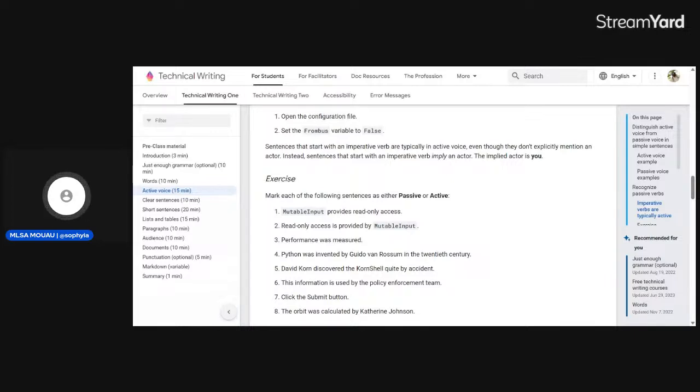So usually, if you see an imperative verb in a sentence, it is in an active voice instead of a passive one.